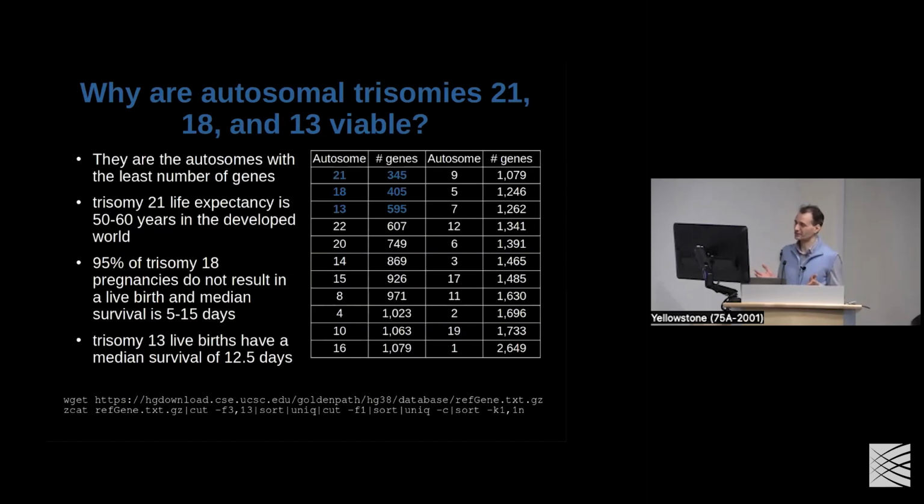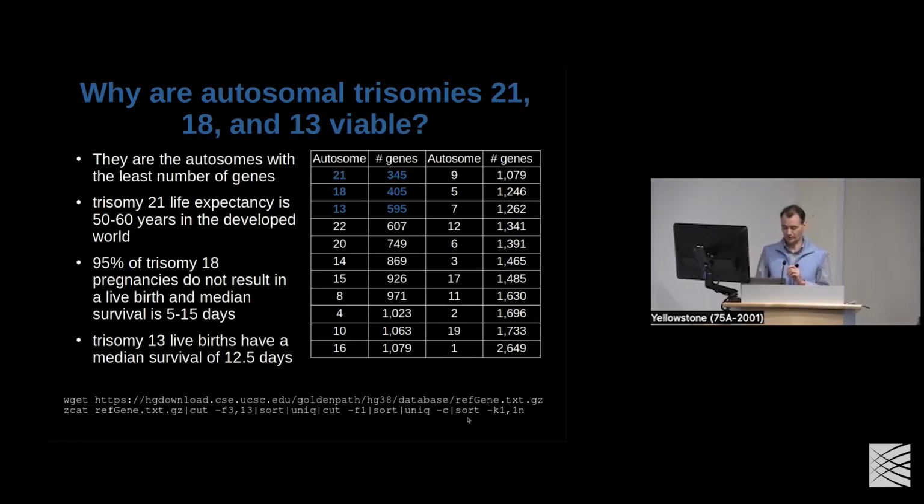And this is maybe a fun fact. Why are trisomy 21, 18, and 13 the ones that are viable that we are interested in? You have probably heard that these are the small chromosomes, and you would be right, but they're not the smallest. What defines it even better is that they are the ones with the smallest number of genes in the human genome.